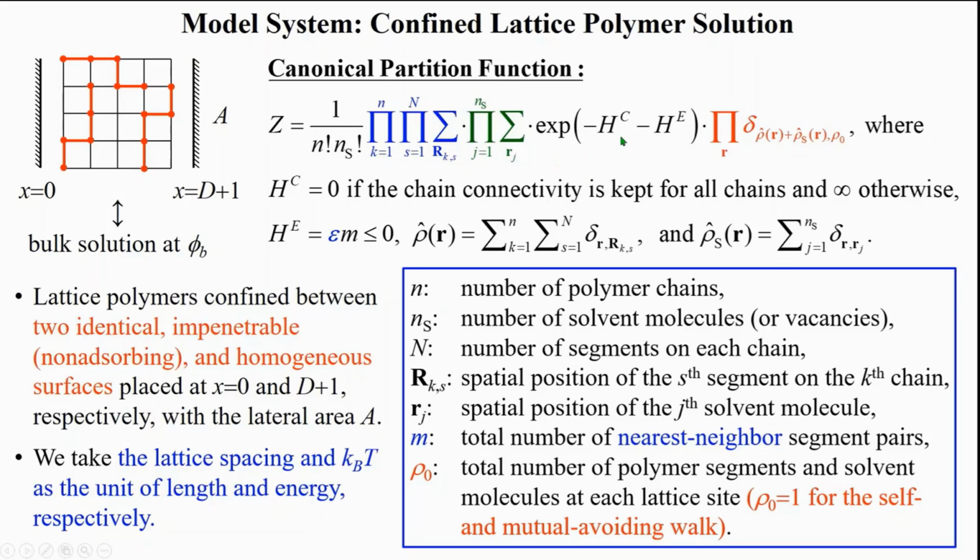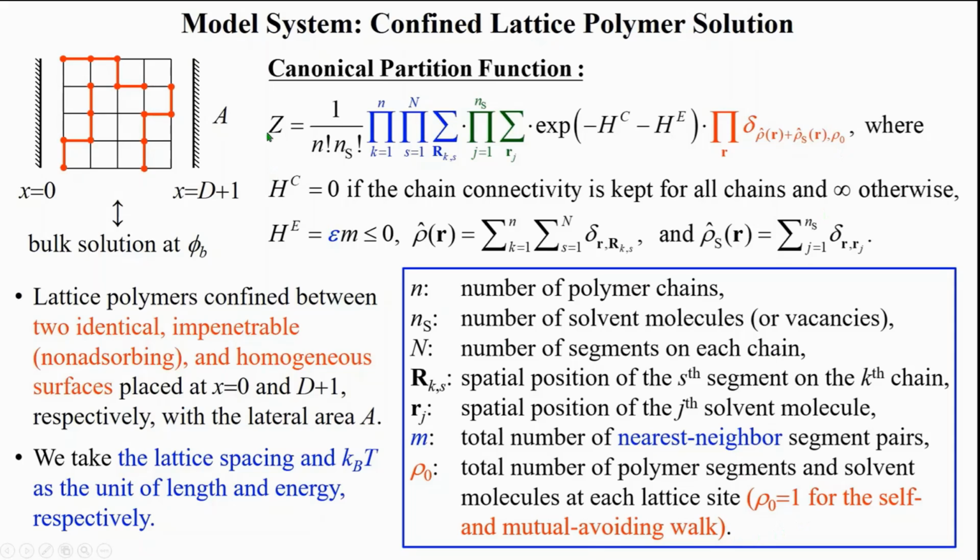H_C is used to ensure the connectivity of all chains, and H_E gives the non-bonded interaction energy of the system, with epsilon being the attractive energy between two nearest neighbor polymer segments, and M the total number of such pairs. And finally, this red term enforces the system incompressibility, where rho hat and rho hat_s denote the number of polymer segments and solvent molecules, respectively, at the lattice site R, with rho_0 equal to 1 corresponding to the self and mutual volume exclusion.